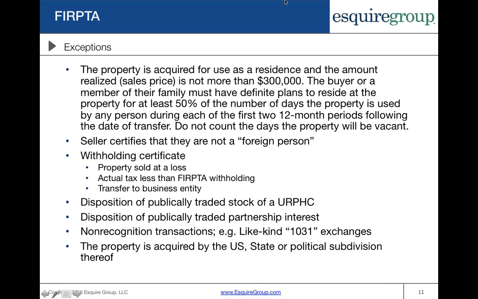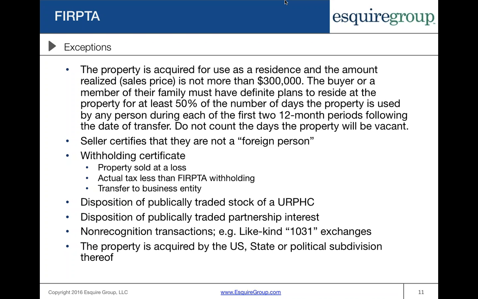But Joe has the option of applying to the IRS for what's known as a withholding certificate. And essentially what Joe does is he goes to the IRS and makes an application and says, "Dear IRS, I paid $200,000 for this property. I'm selling it for $150,000. I have a $50,000 loss." The IRS would then issue a withholding certificate saying, because there's not going to be any tax due, because the property is being sold at a loss, there's no FIRPTA withholding required on this transaction. And Joe would then give this certificate to Fred, and then Fred would know that he doesn't have to withhold any tax.